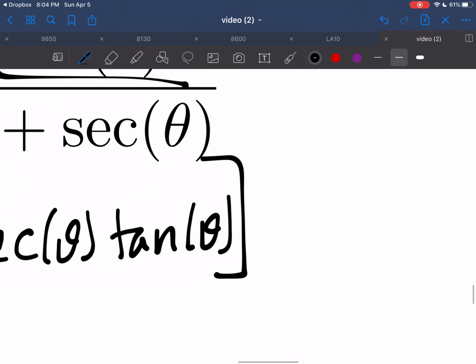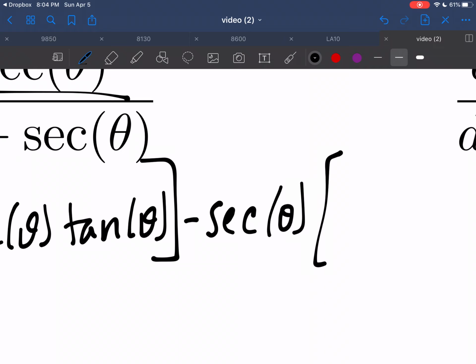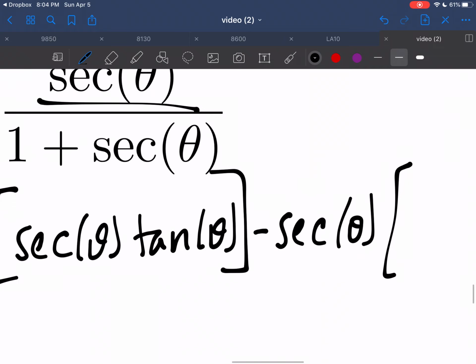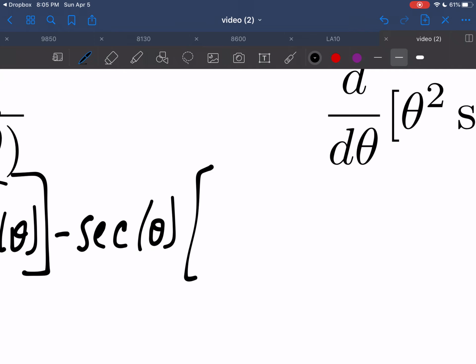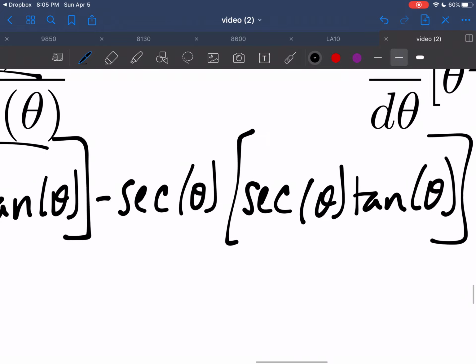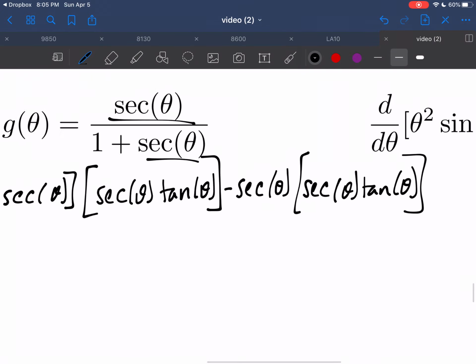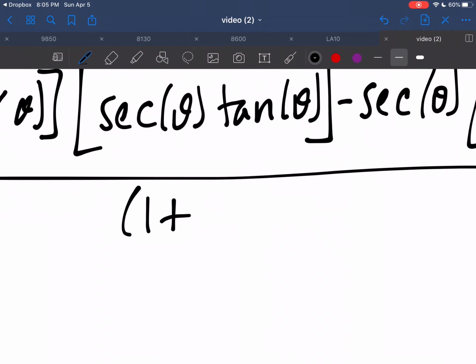All right, then minus secant theta times the derivative of the denominator. Derivative of 1 is a constant, so that'll be 0. And then we'll take the derivative of secant again, which we know will be secant theta tangent theta. And then all of that divided by 1 plus secant theta squared.